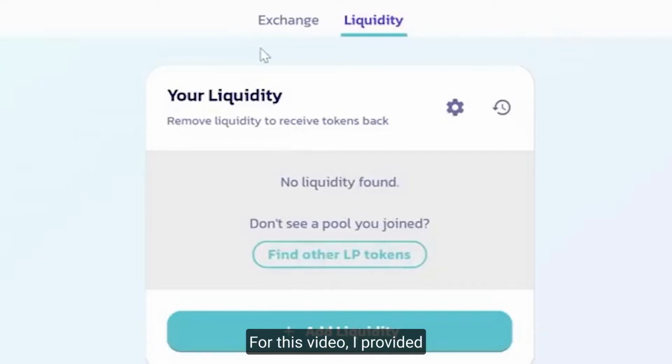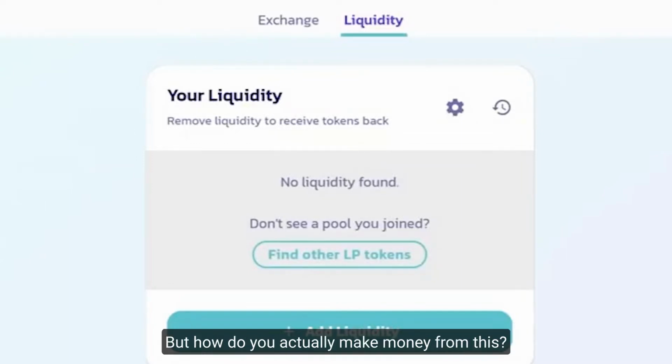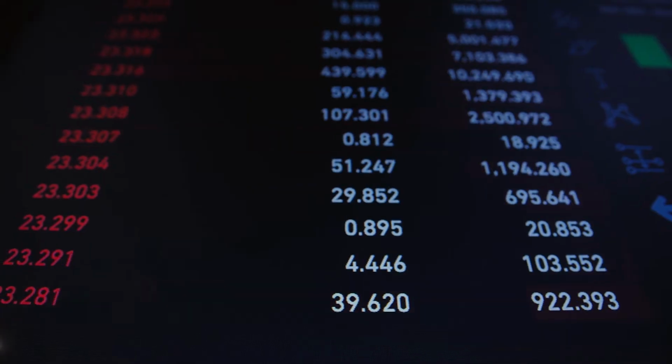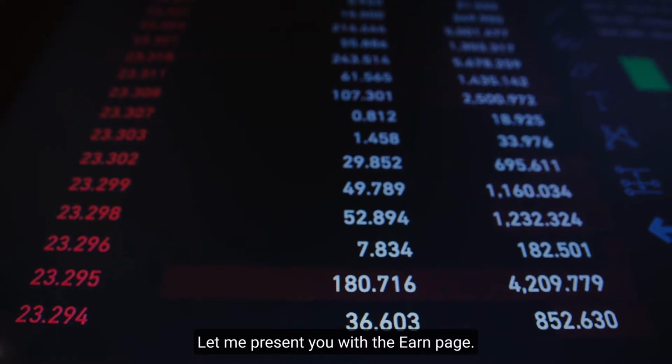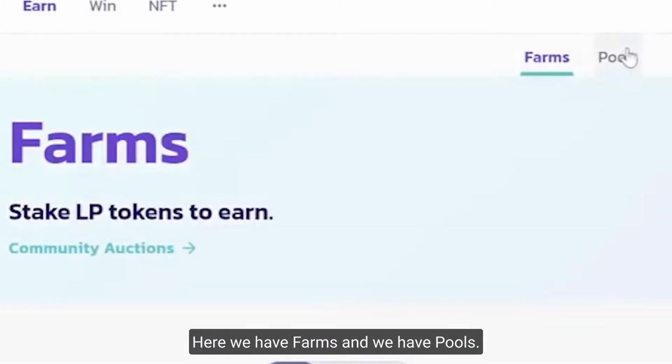For this video, I provided liquidity to 5 different pools, so I receive 5 different LP token types. But how do you actually make money from this? Number 1: farms and syrup pools. Let me present you with the earn page. Here we have farms and we have pools.